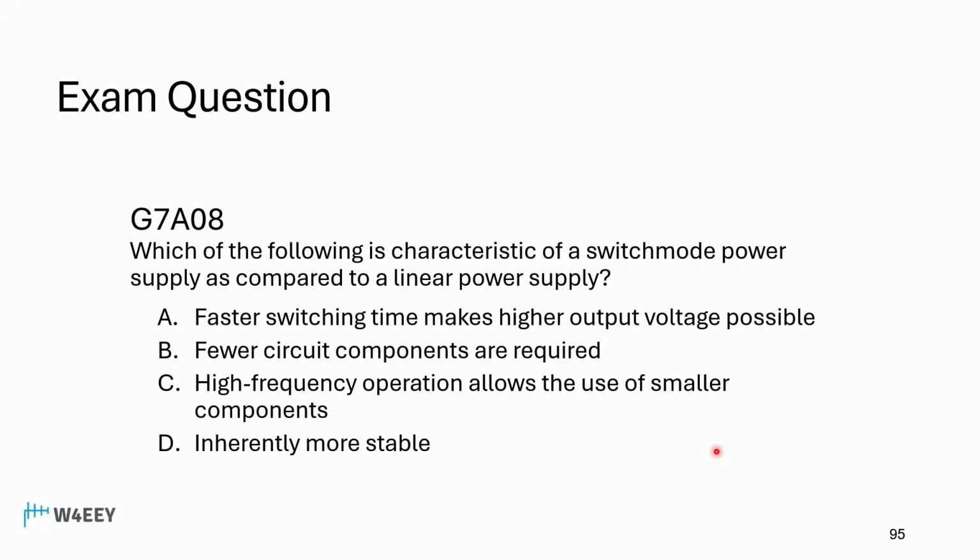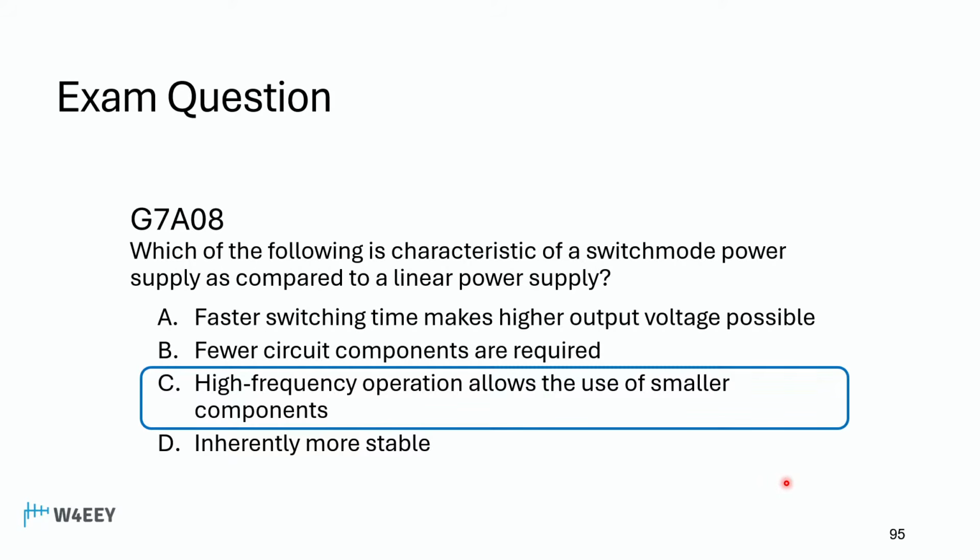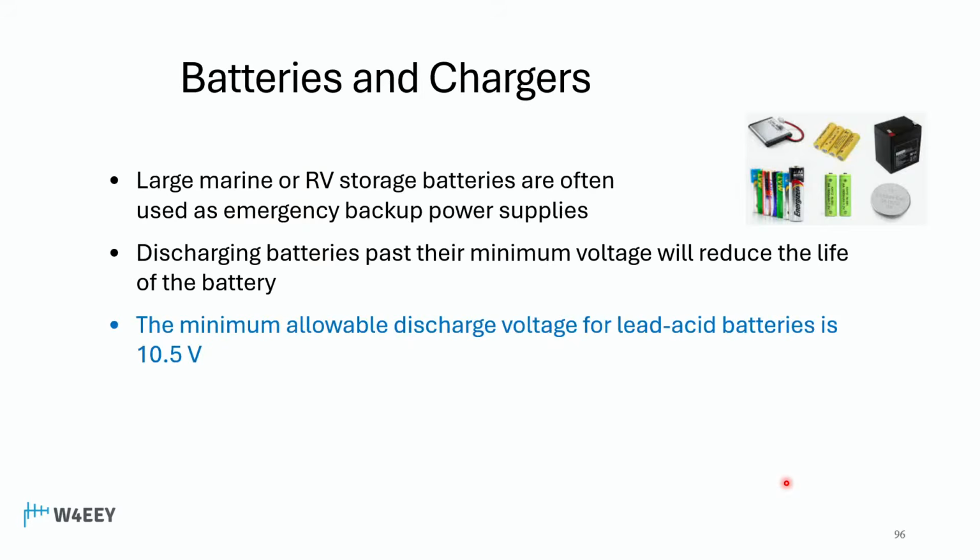Which of the following is characteristic of a switch mode power supply as compared to a linear power supply? Charlie, high frequency operation allows the use of smaller components. Right. Now getting into batteries and chargers. It gets easier and easier as we go along here.